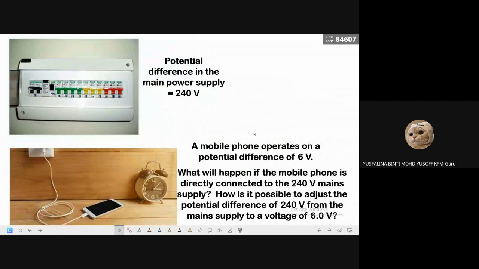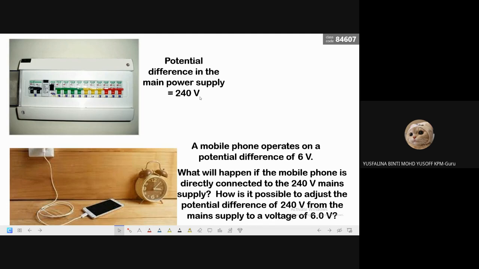Okay. So the potential difference in the main power supply is 240 volt. This one I already mentioned. So a mobile phone operates on a potential difference of 6 volt. So your mobile phone only needs 6 volt. But what happens if you put 240 volt and connect it to your phone? Of course, your phone cannot be used anymore, right? So how is it possible? How can we adjust the potential difference from 240 to 6 volt?